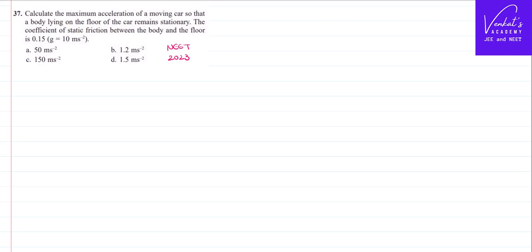Here in this video, we are solving a question on Newton's laws of motion that appeared in NEET 2023. Let us see what the question is. Calculate the maximum acceleration of a moving car so that the body lying on the floor of the car remains stationary. Let us try to understand what the meaning of this is.